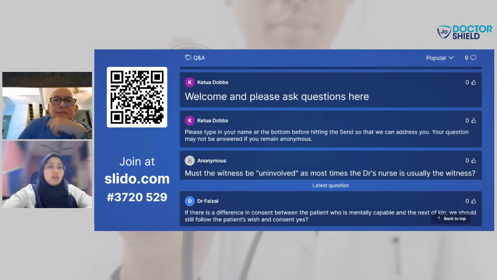Basically, it can be seen from my slide on the features of a valid consent, where at the end of the day, there's one. Phoebe, can you just share the slide, please?